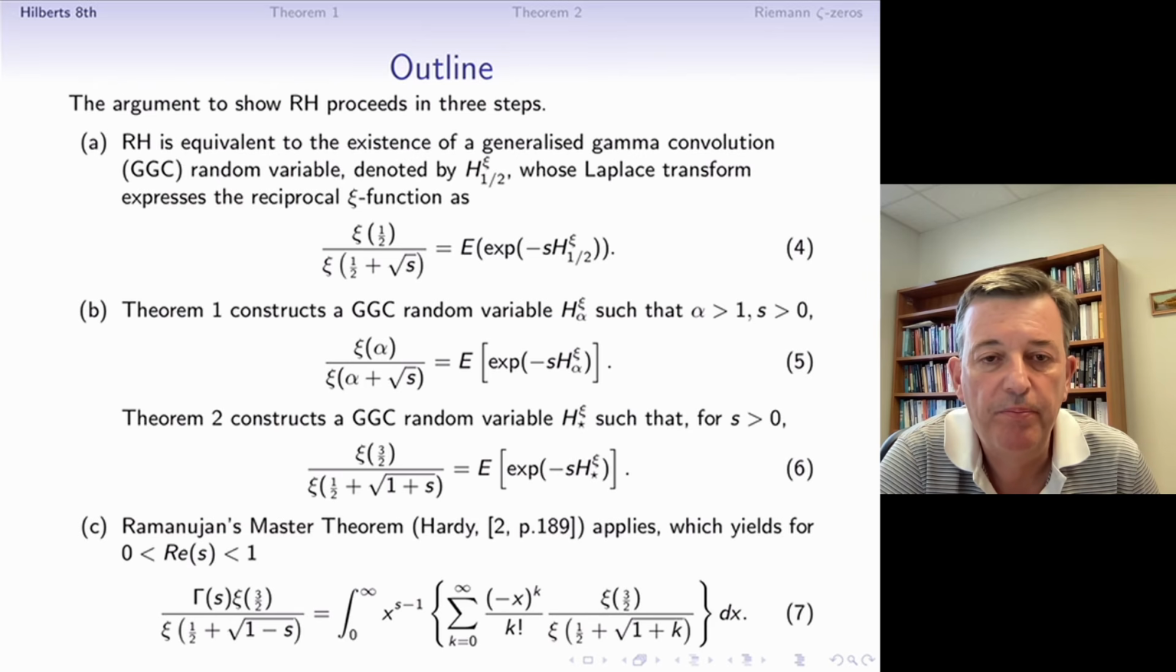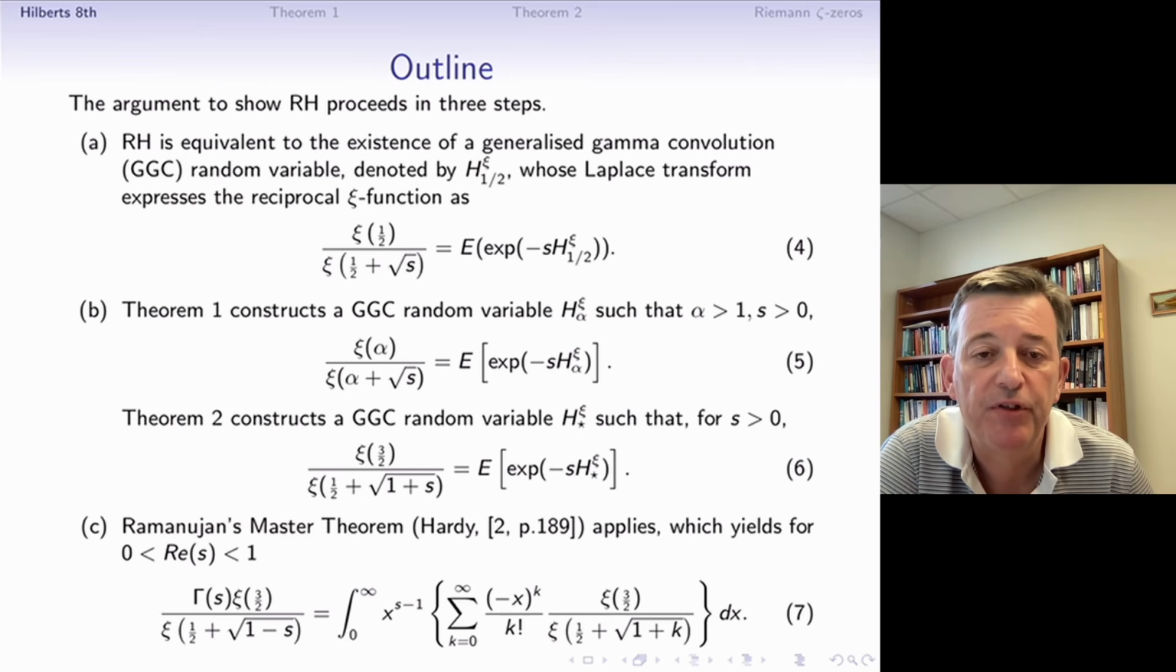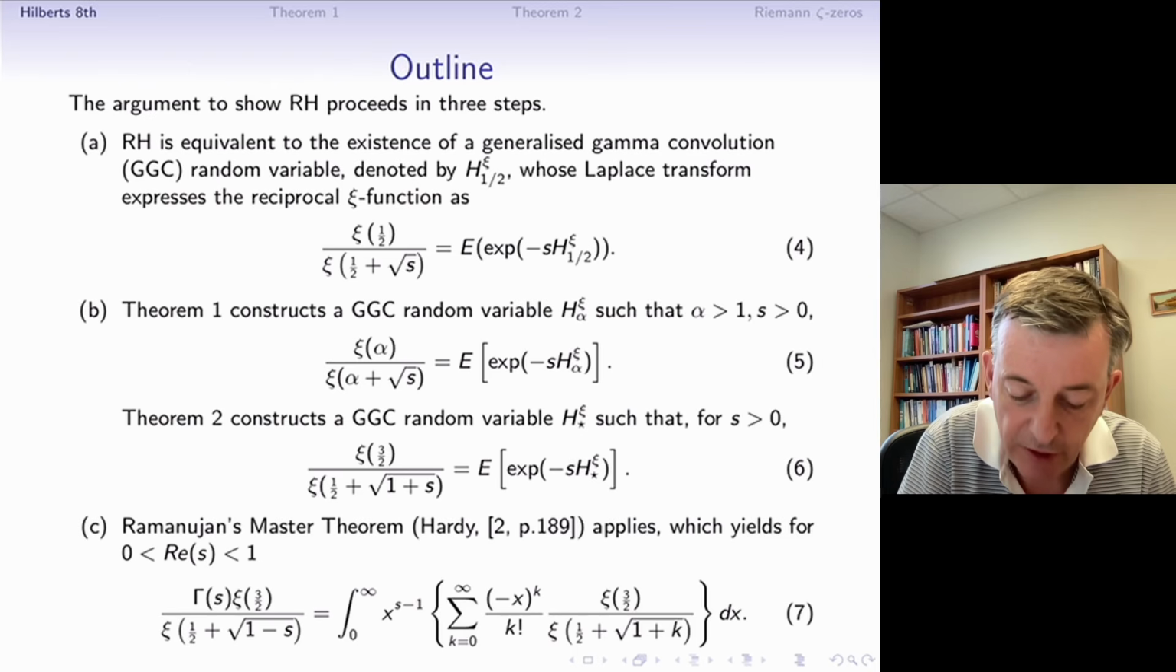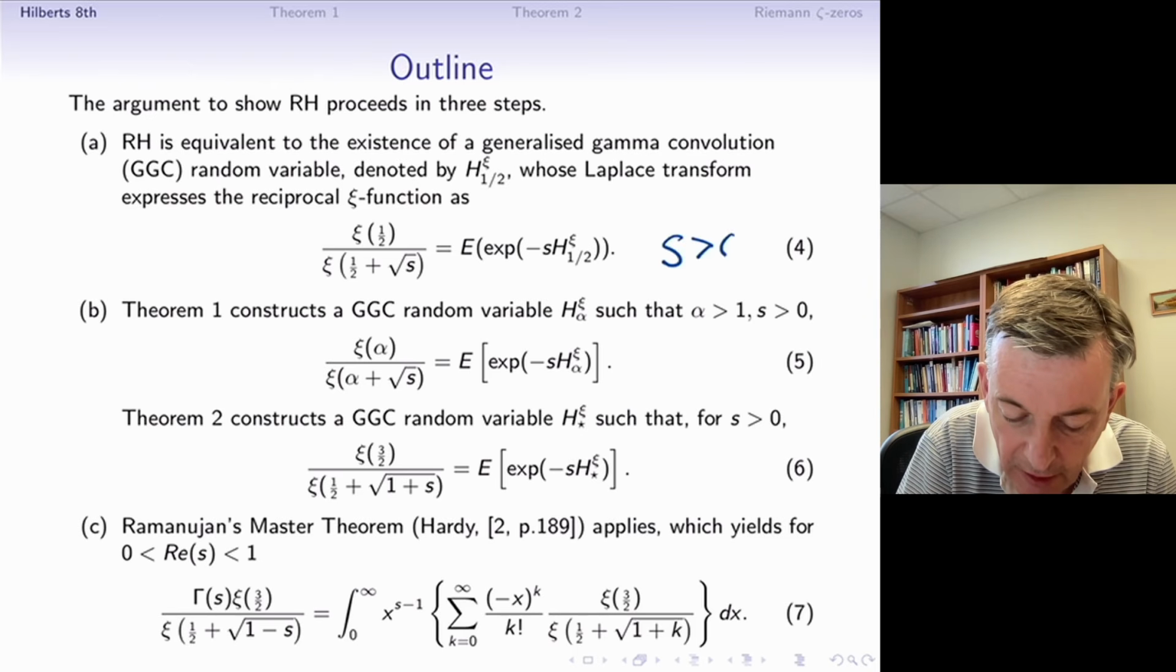Point A is known as Thorin's condition. If you look at Lennart Bondesson's book on GGC, page 124, he talks about how the Riemann hypothesis is equivalent to a condition involving a generalized gamma convolution. So RH is equivalent to the existence of a GGC random variable h of a half of xi, whose Laplace transform expresses the reciprocal of the psi function. So xi of a half over xi of a half plus root s is equal to the Laplace transform of the random variable h.